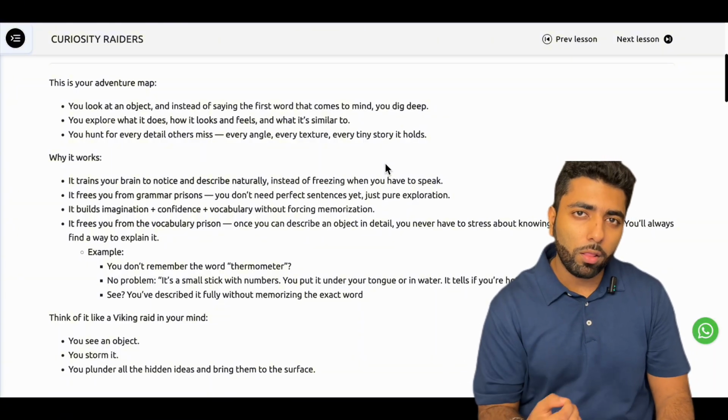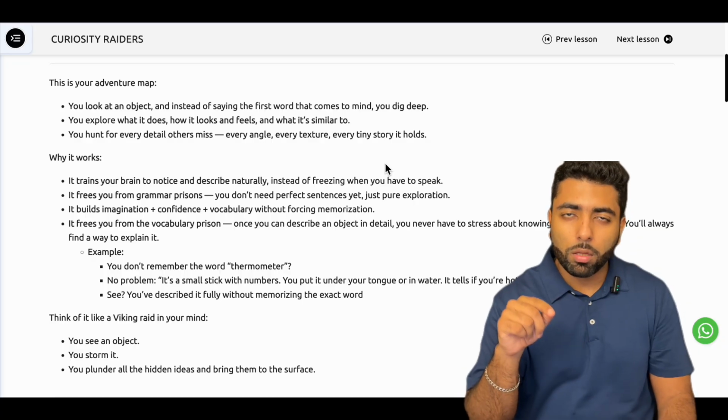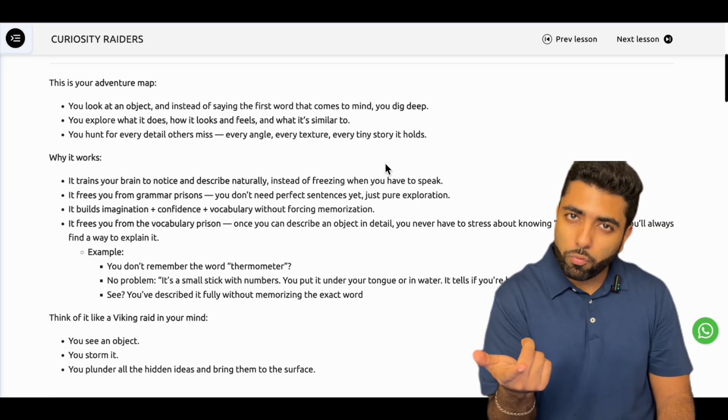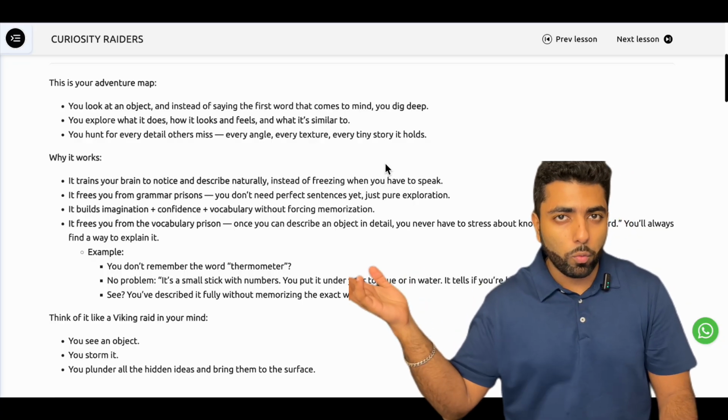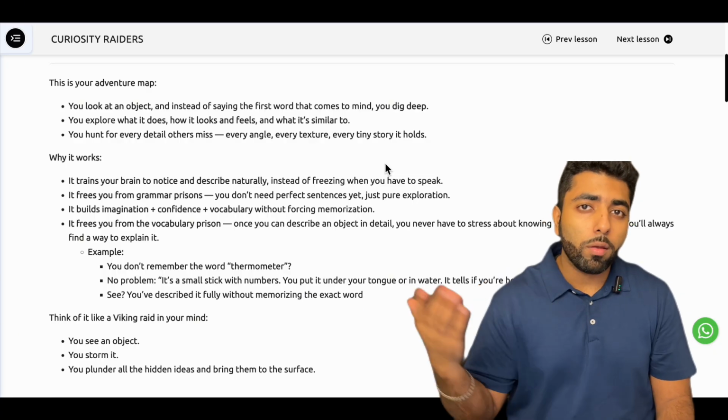When you start questioning things, why is it like that? Why is it like this? Why does it do that? What does it really do? And what is it similar to? That's a very important question as well. What is it similar to?